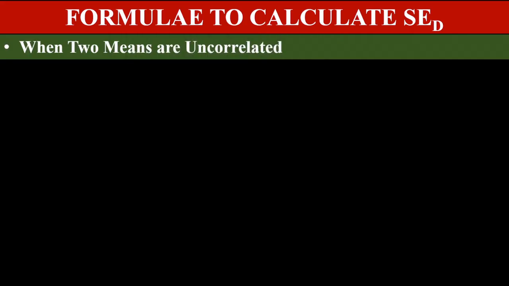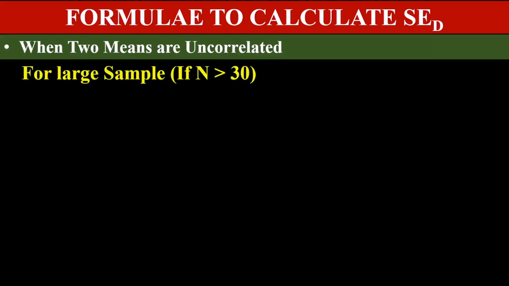Now we'll see the formula to calculate SED. Different formulas are there to calculate SED in different situations, in different conditions. The first condition is when two means are uncorrelated, meaning two samples, two groups are made from different populations and the samples are taken randomly, then the means obtained from such two samples are called uncorrelated means. And in that, two situations are there.